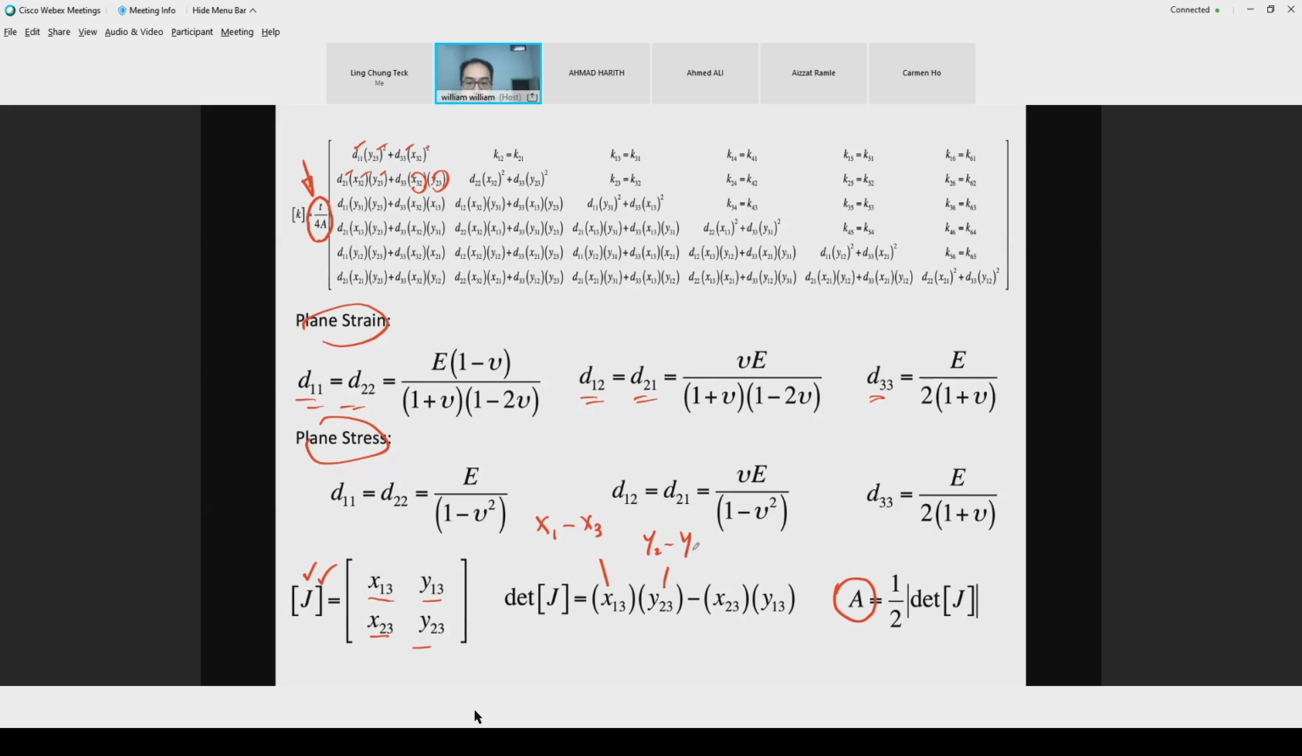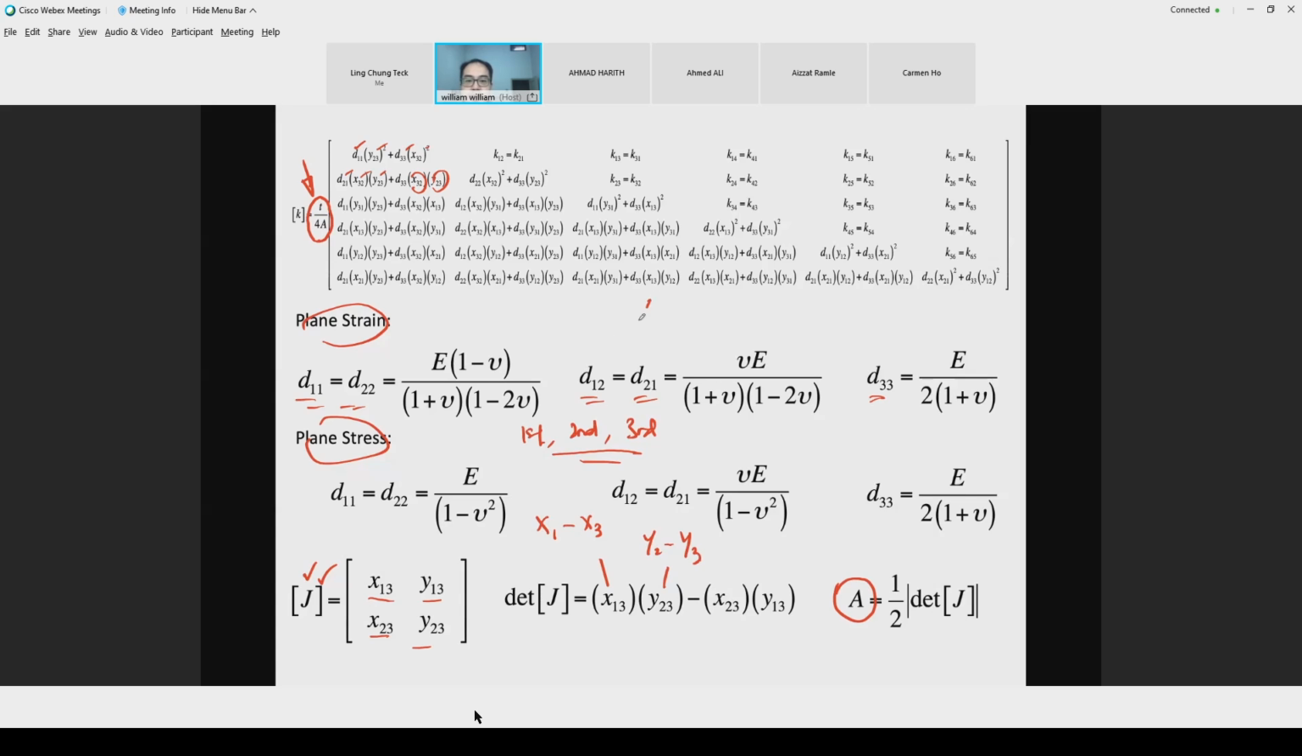y23 is y2 minus y3. So x1, x3, these are all referring to the coordinates for the first, second, and third nodes. I refer to first, second, and third. I'm not talking about node 1, node 2, node 3. Okay, I'm talking about first, second, and third.